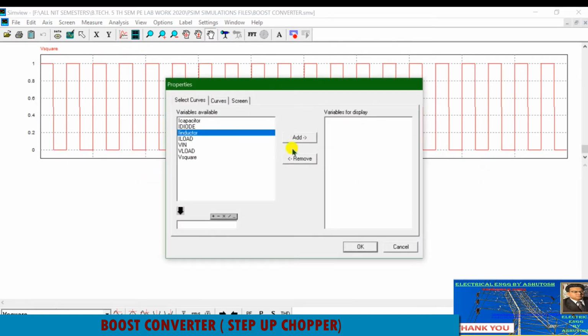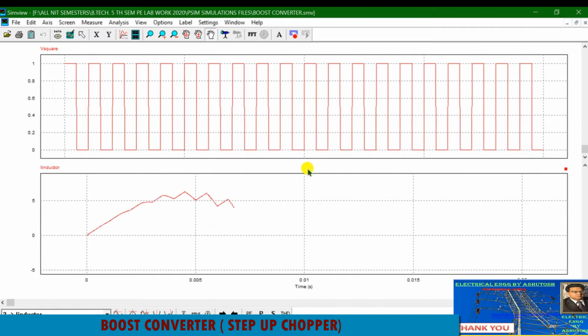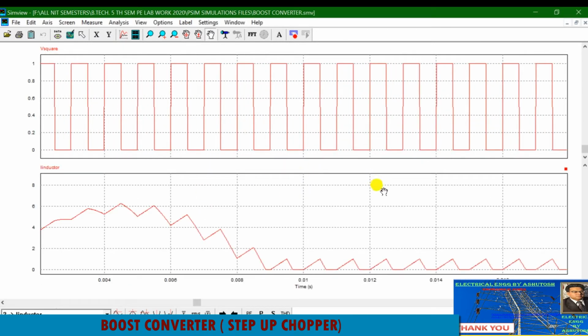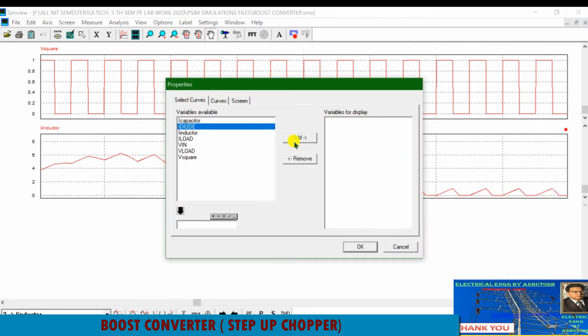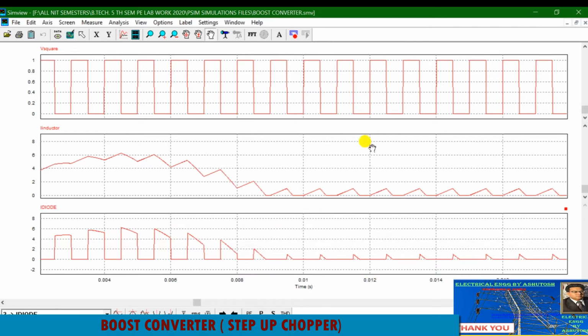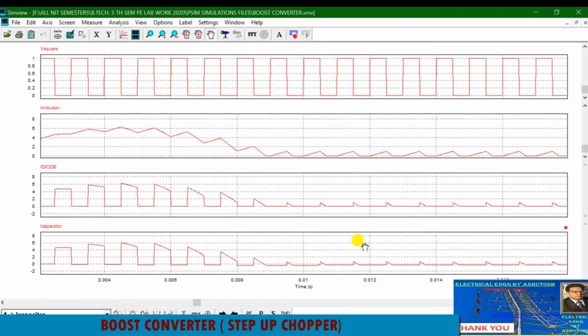Then what is the shape of the inductor current? You can clearly see the inductor current from here. And the diode current you can see from here. This is the diode current, and this is the capacitor current.